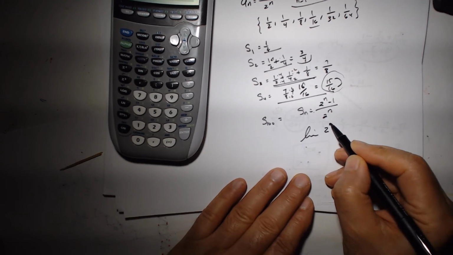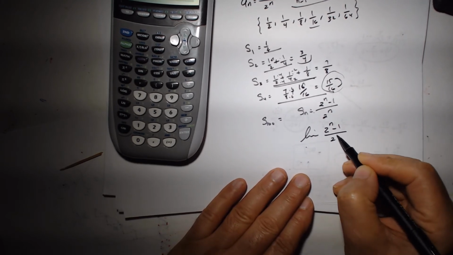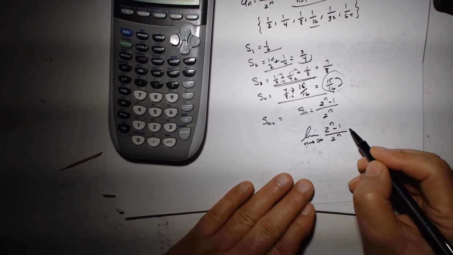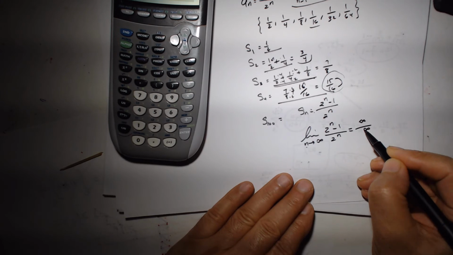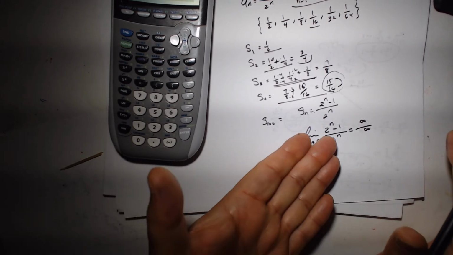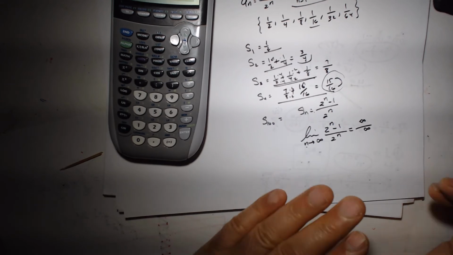Consider the limit of (2 to the power of n minus 1) over 2 to the power of n as n approaches infinity. And this one, you get infinity over infinity. Somebody said, I'm going to apply L'Hopital's rule. You cannot apply L'Hopital's rule here. L'Hopital's rule is for functions.